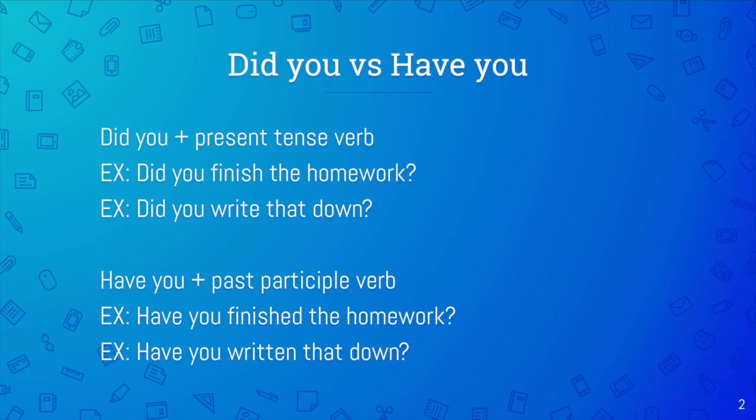First of all, both of these need another verb in the sentence. When you are asking a question that starts with did you or have you, you have to have a second verb. If you use did, you should use a present tense verb like these two examples. Did you finish the homework? Did you write that down? If you use have, you need to use a past participle verb. Have you finished the homework? Have you written that down?